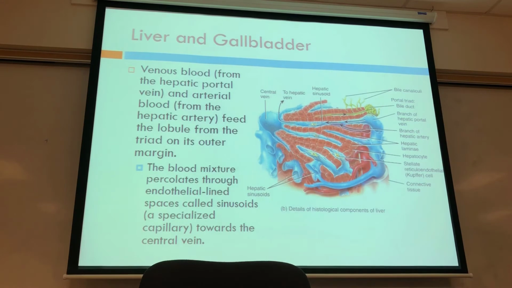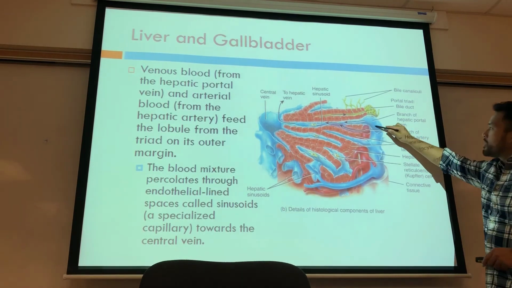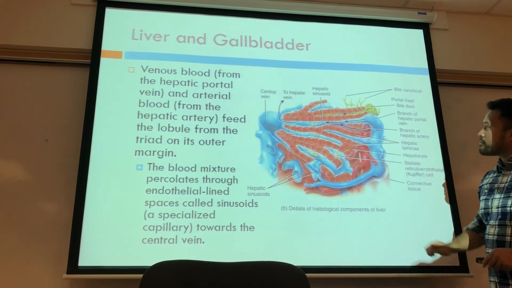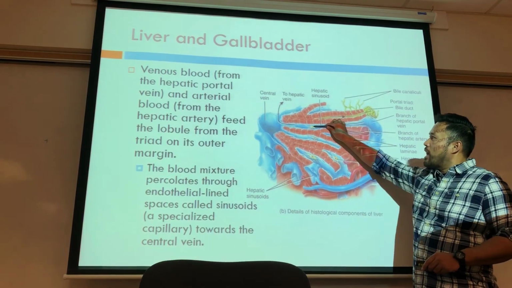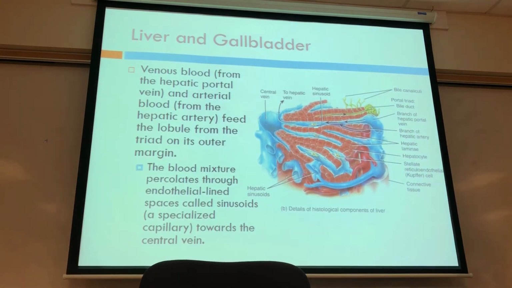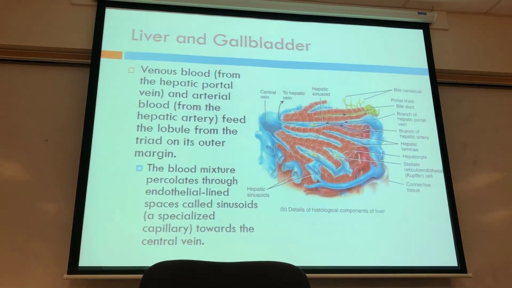Here you can see the venous blood that makes its way in. They're going to now converge into these sinusoids, and as they make their way through the sinusoid capillaries, they'll drain back into the central vein. These liver cells are called hepatocytes.